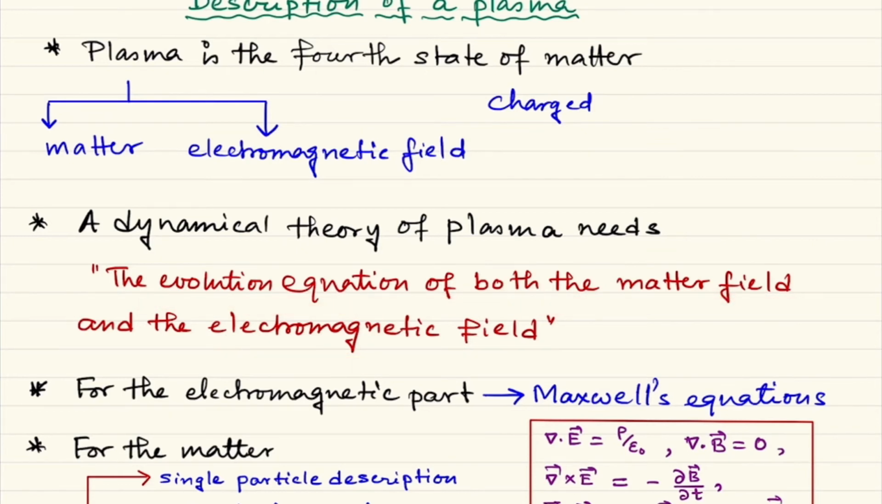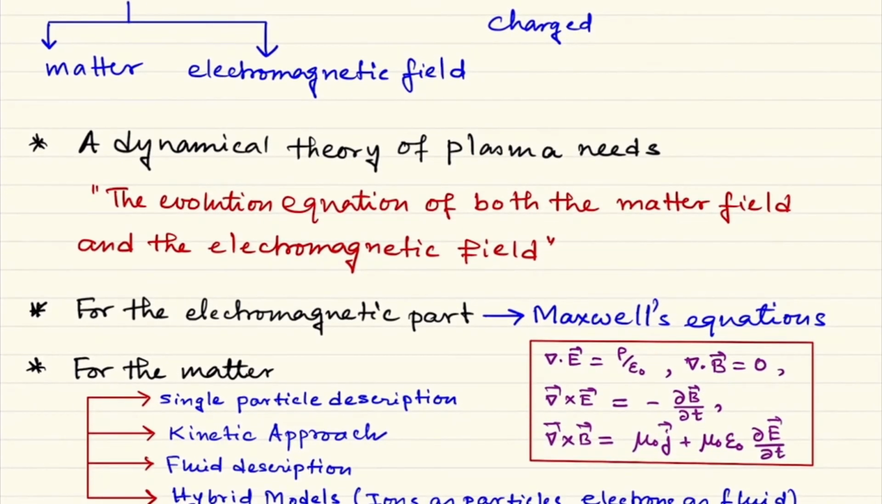Now for electromagnetic fields we don't have much choice, right? We simply know that it is Maxwell's equations. So the field evolutions are always governed by Maxwell's equations. That is, divergence of the electric field is equal to rho by epsilon 0, divergence of B is 0, curl of E is equal to minus del B del t. This is Faraday's law, this is Gauss's law. This is sometimes called Thomson's law, and it simply says that magnetic monopoles do not exist. And finally, this is the Faraday-Ampere law, which says that curl of B is equal to mu 0 J plus mu 0 epsilon 0 del E del t.